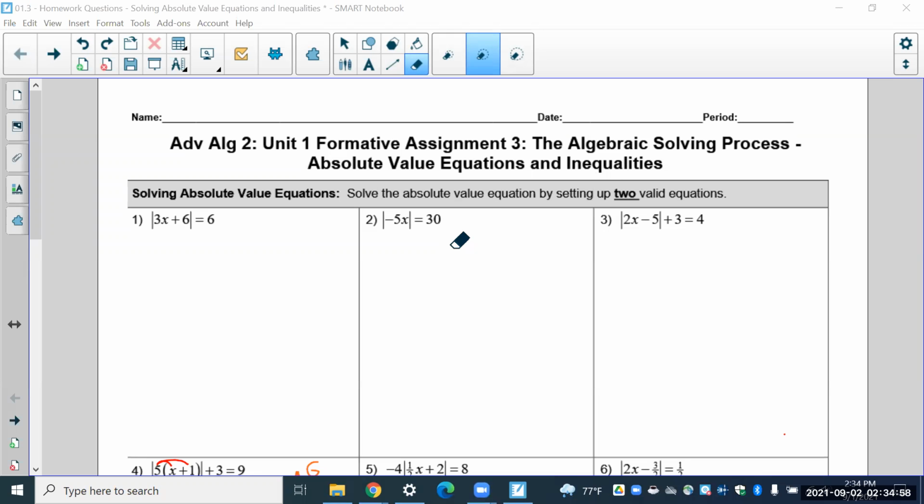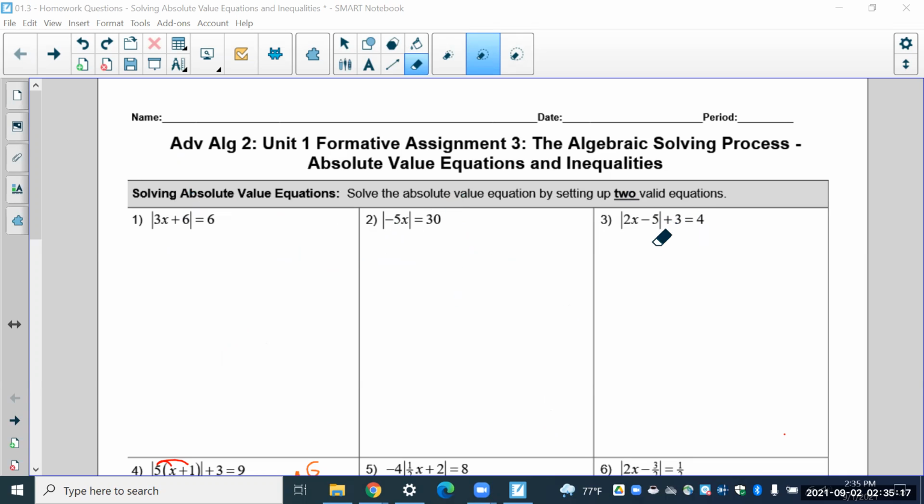So hello and welcome to me going over the formula assignment number 3, which is the absolute value solving assignment. The first two are pretty straightforward. You just set up two equations, set up for 6 and set up for -6, and then you solve. They both work. Make sure you check them and they come out to 6. This one, same thing, 30 and -30, make sure you check.